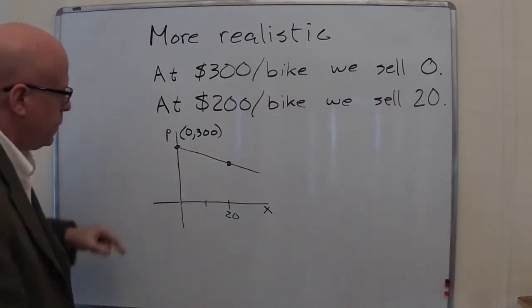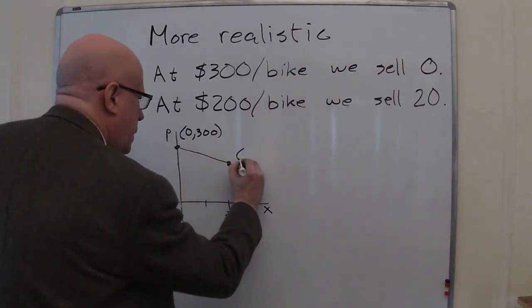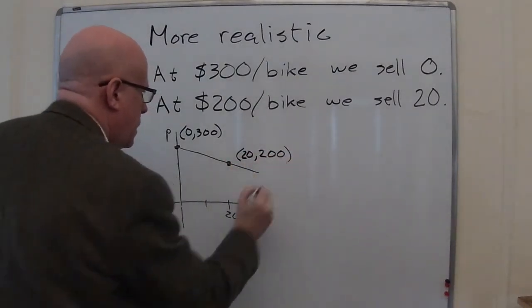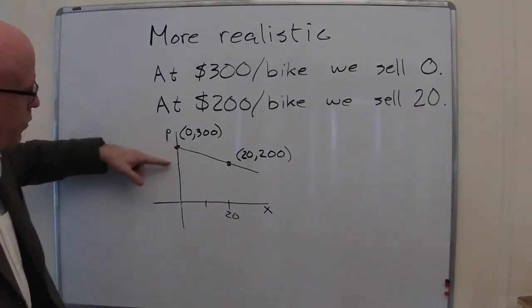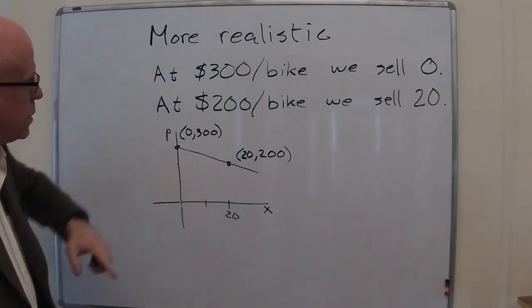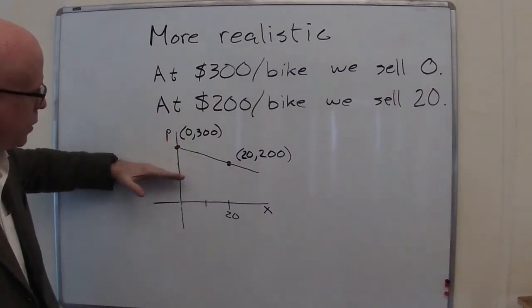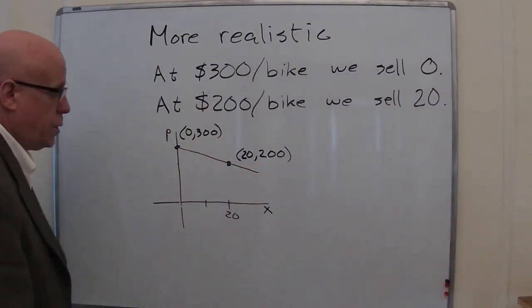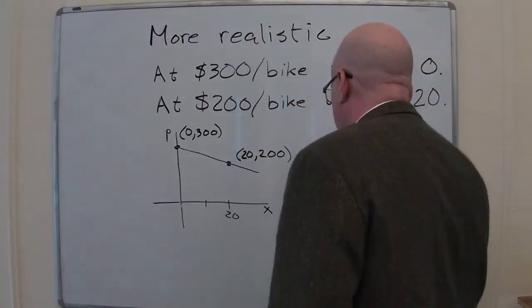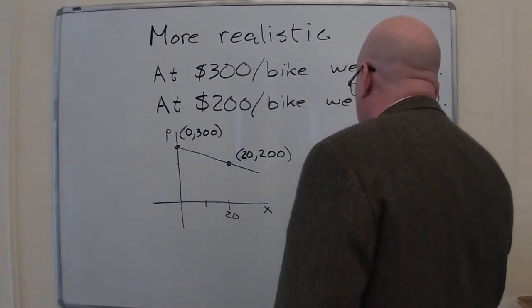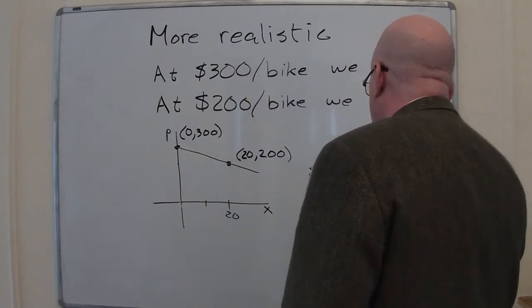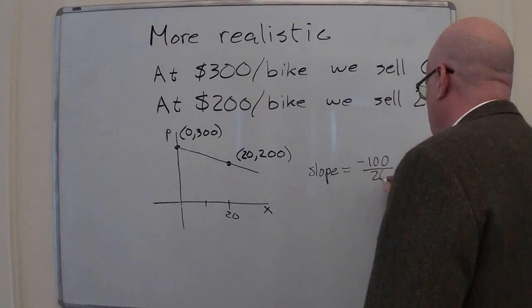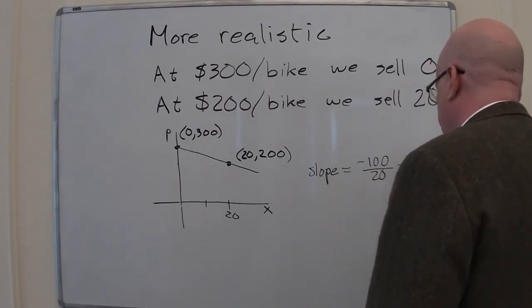Do you see that, I didn't say what this point was, 20, 200. You see that we're moving sideways 20 units, and we are dropping vertically 100 units. We're going from 300 down to 200. So the slope on that guy is minus 100 divided by 20, which is negative 5.